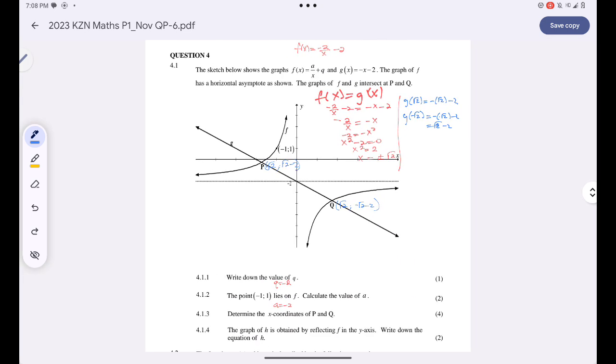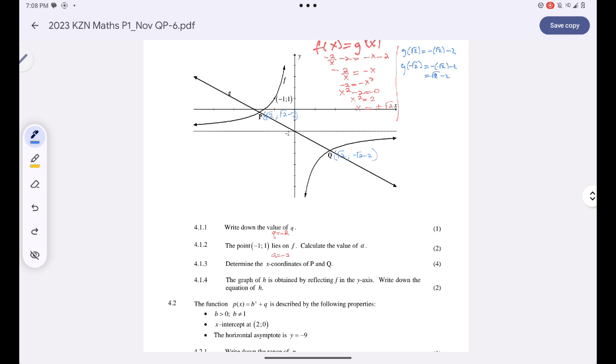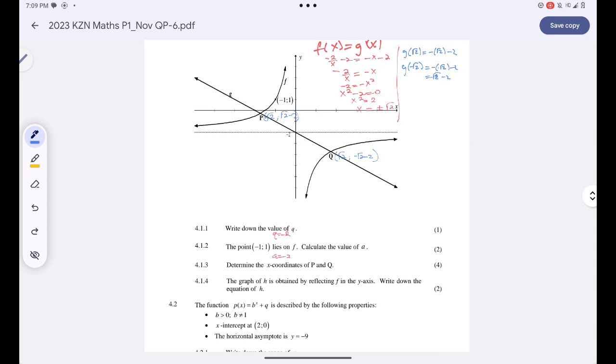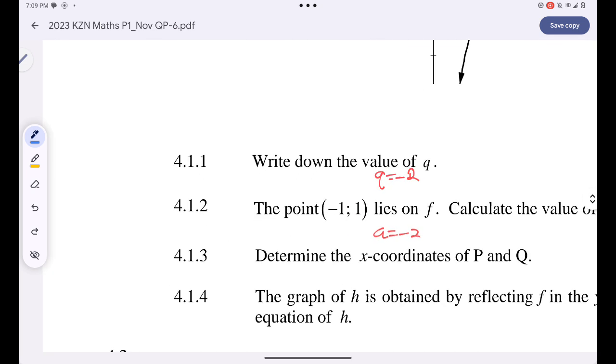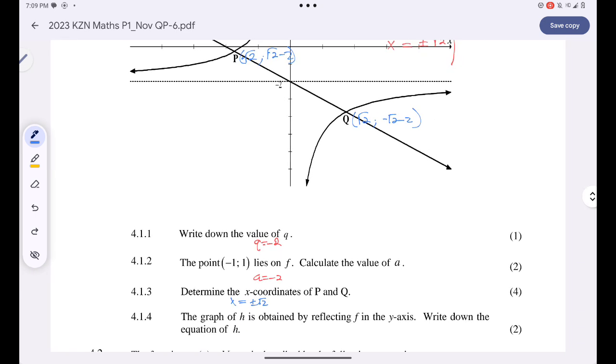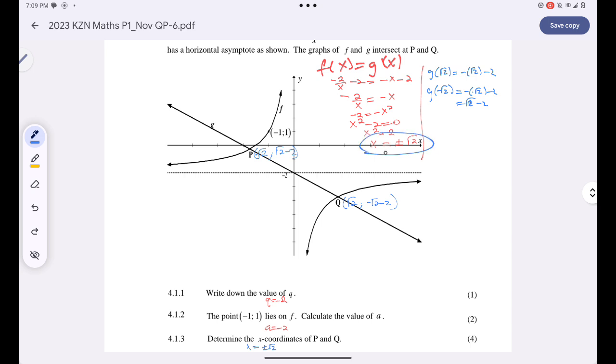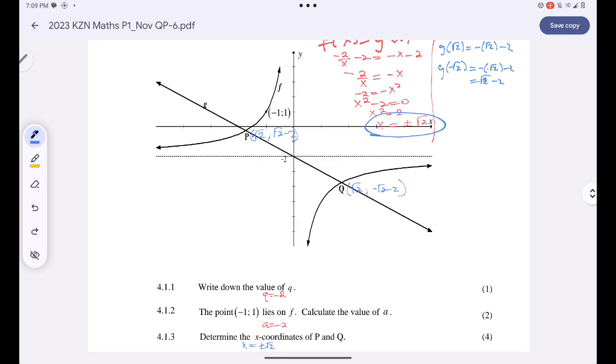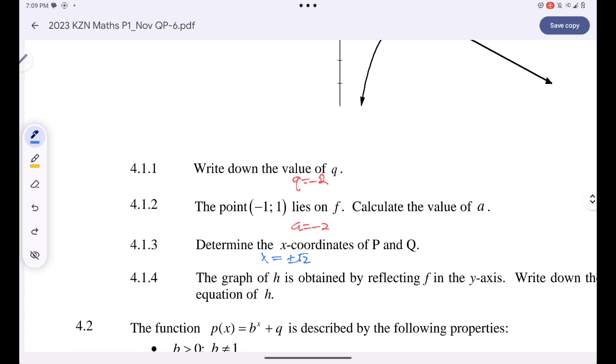That's how you would have solved for p and q. Oh, they only wanted the x values actually. I went and found the y. Okay, so x is just plus or minus the square root of 2. Could have just stopped in here, eh? I thought they wanted the point of intersection, and they only wanted the x.